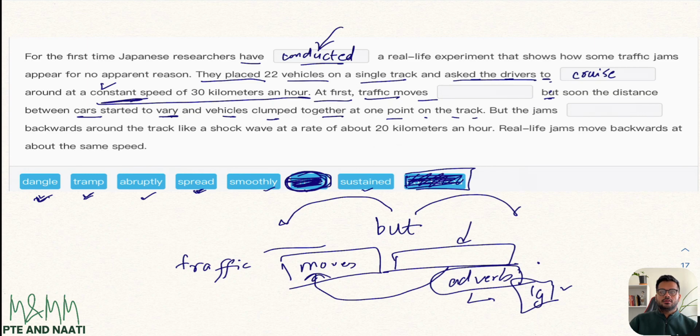Quickly, slowly, hastily. All these kind of words which end with ly are going to be your adverbs. Now, out of these options, what adverbs do I have? I've got abruptly and I've got smoothly. So I've only got two adverbs in that. So that means my correct answer will come out of these two options. Now let's try to read out the sentence and see which fits the better.